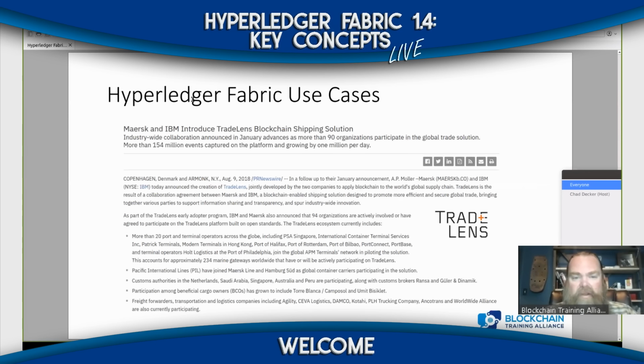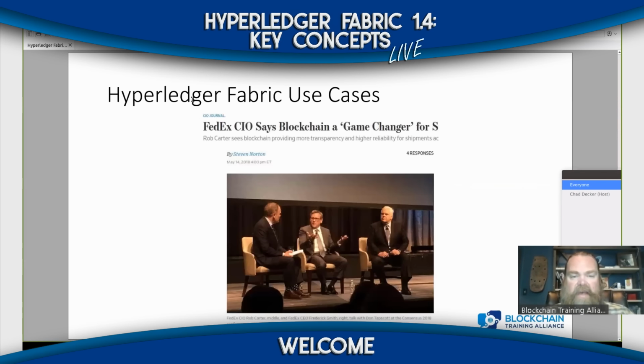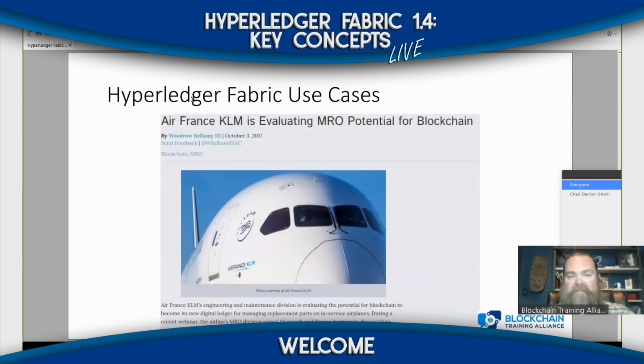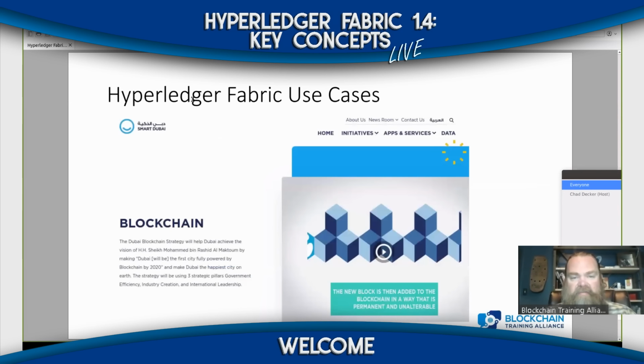IBM and Maersk working on a solution called TradeLens for the shipping industry. In initial testing, they have been able to cut the time it takes for a shipment to make it across the ocean by 40%. You can read more about how they were able to do that in this press release. Some big names making investments into this technology. Groups like Mercedes-Benz, FedEx, Air France, Singapore Air. You can read all about what they're doing with blockchain and some of their initiatives.